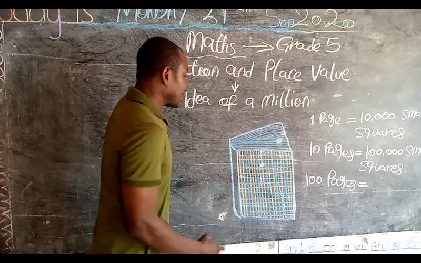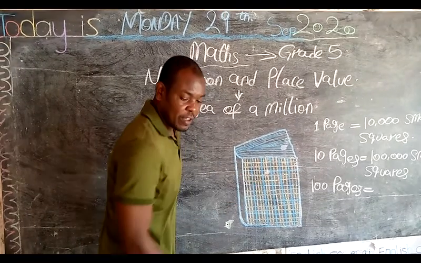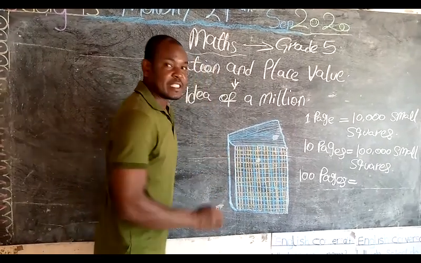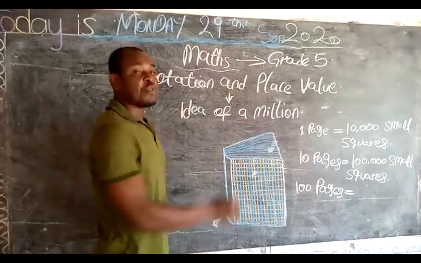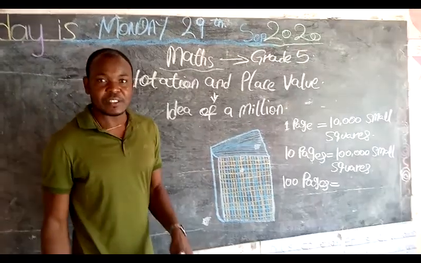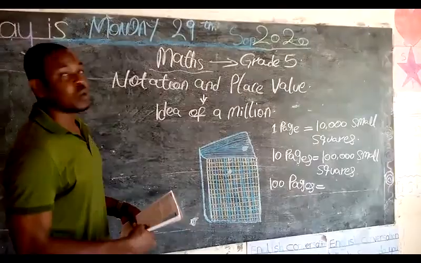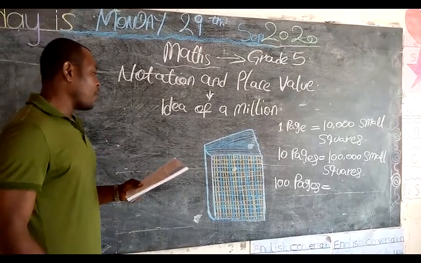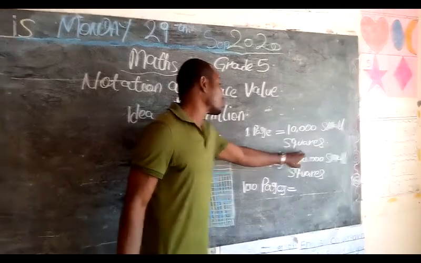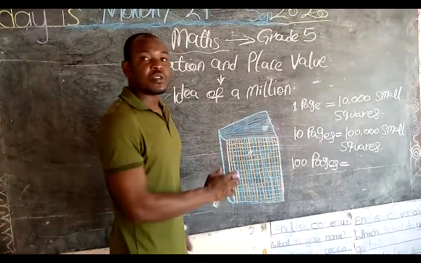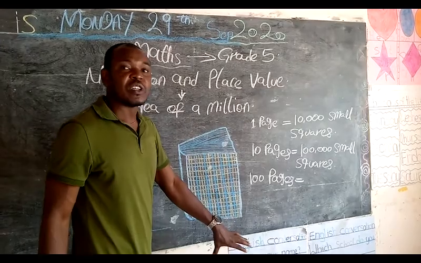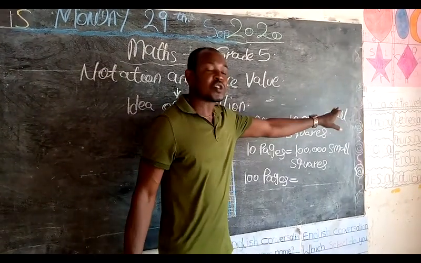Each of the squares you have here has other small squares inside it. Don't forget we're looking at the idea of a million. Now, one page of this book is equal to what? 10,000 small squares. In other words, one page of this book has 10,000 small squares.